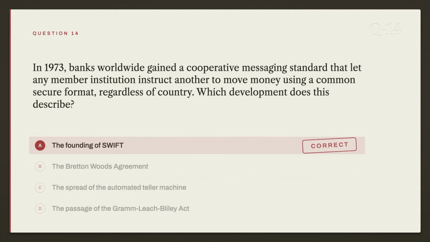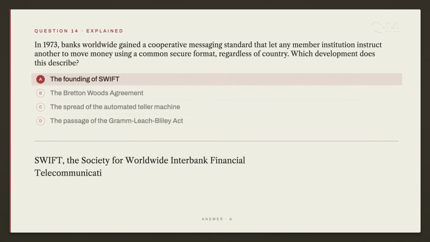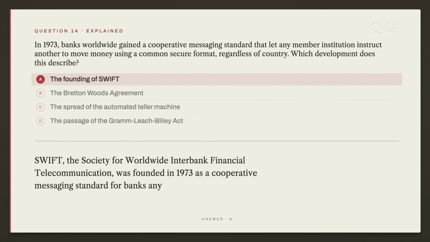The correct answer is A, the founding of SWIFT. A is correct because SWIFT, the Society for Worldwide Interbank Financial Telecommunication, was founded in 1973 as a cooperative messaging standard for banks anywhere in the world. It allowed institutions to instruct each other securely in a shared format, which made global payments workable at scale. It is often described as an early fintech, decades before the term existed.